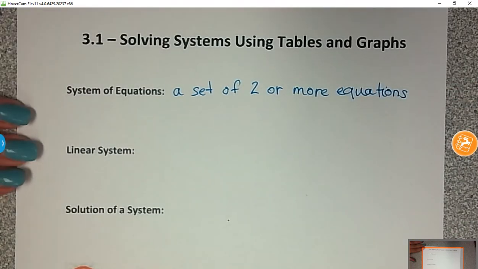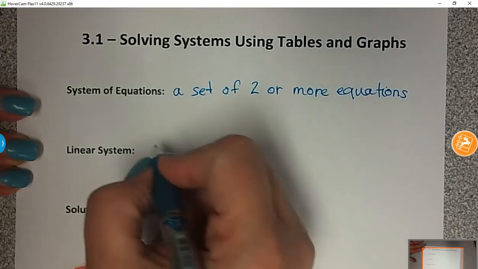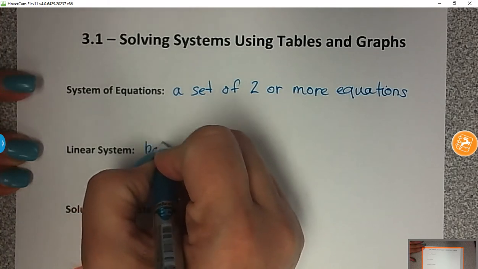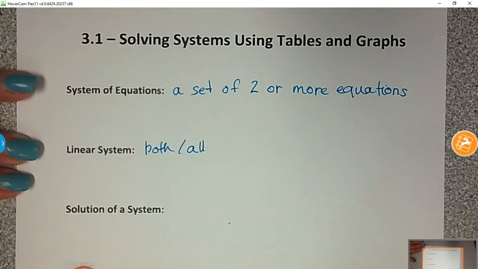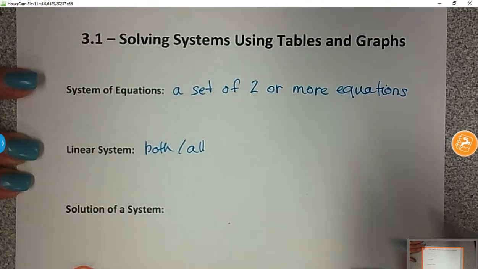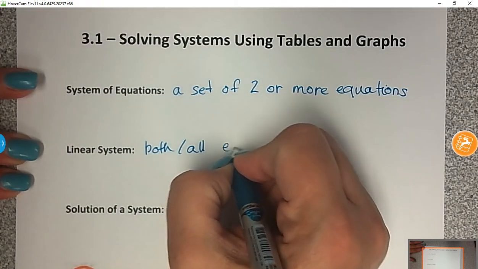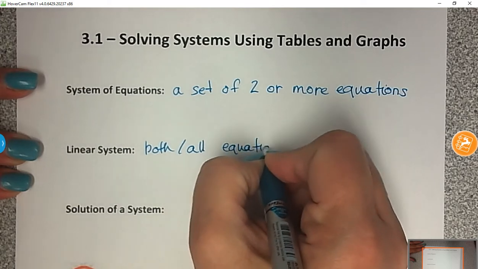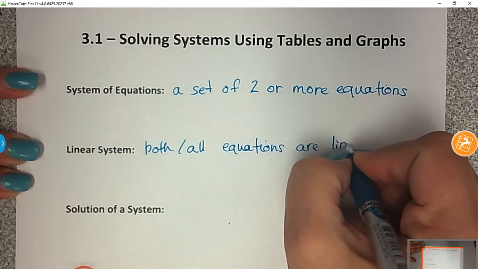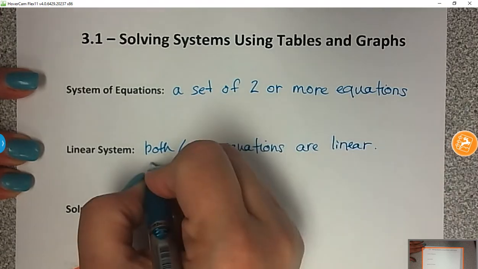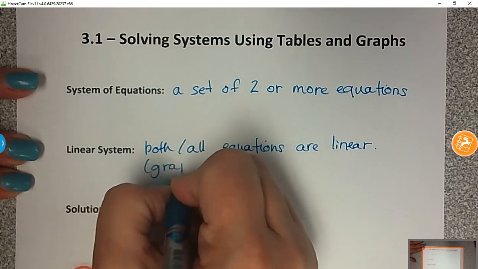Okay. A linear system is where both of the equations are linear equations. That means they graph a line. And that's both or all, because you might have more than three. So both or all equations are linear. They graph lines.